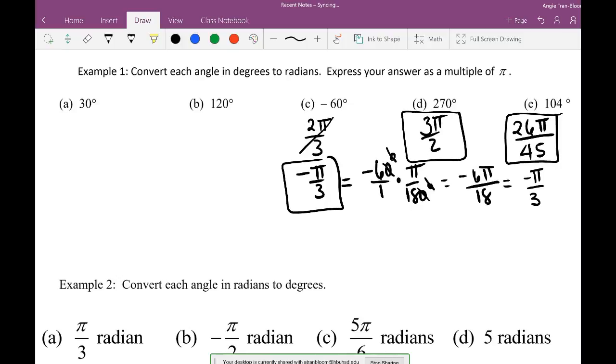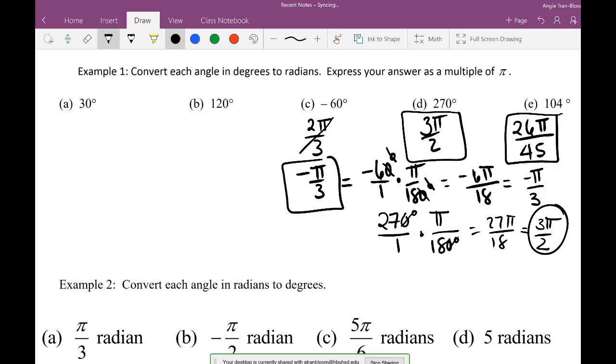Can I do D? D. How did you guys do D? Same thing? Okay. Take 270 degrees over 1 times what, class? Times pi over 180. Okay. Can I cancel the zeros? Yeah. So that's really 27 pi divided by 18. Can I reduce some more? Yeah, they're both divisible by 9. So if I divide each by 9, I have 3 pi on the top and 2 on the bottom. So that is your D.